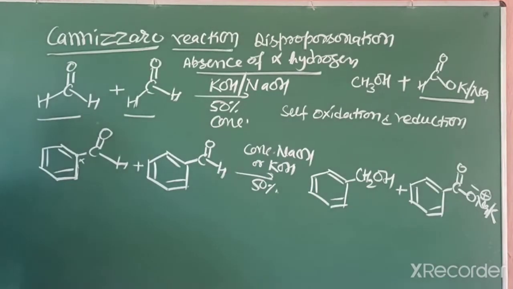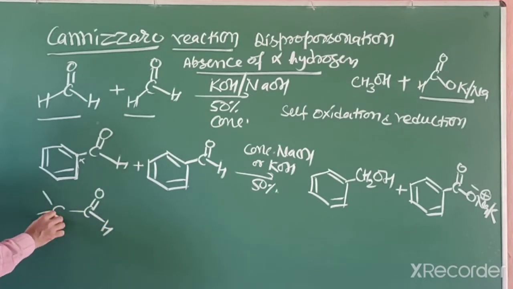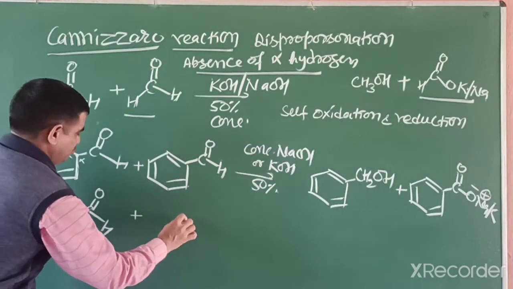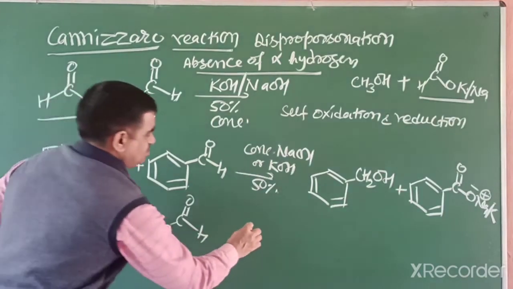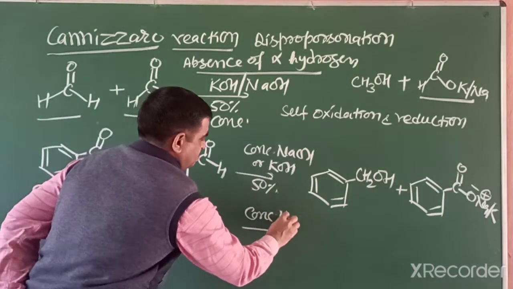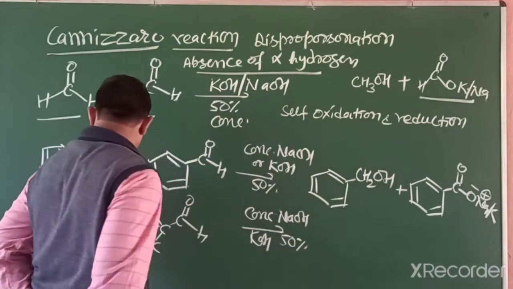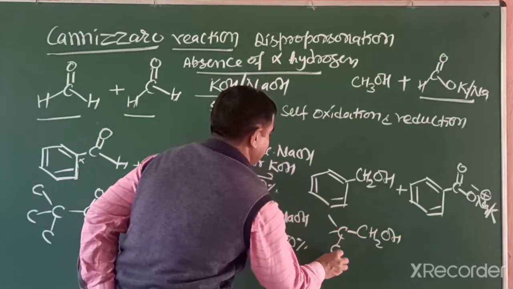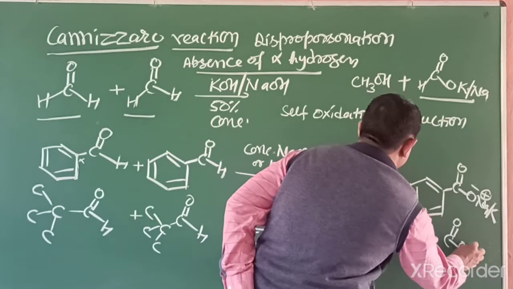Students, one more example is possible. Tertiary butyl, if we write such type of compounds, an aldehyde, meaning this carbon is attached to a next carbon with absence of alpha hydrogen, they also disproportionate, and the product we can write in the presence of concentrated sodium or potassium hydroxide: 1 mole is reduced into alcohol, the other 1 mole is oxidized into the corresponding carboxylic acid salt.